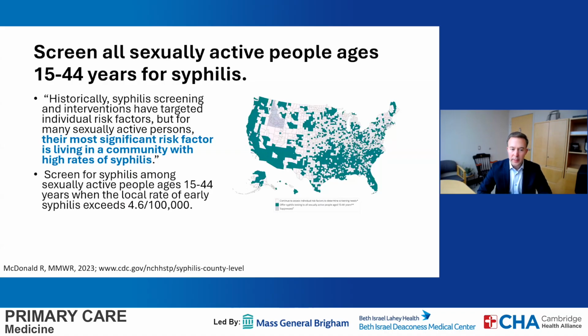And so in 2023, the CDC said that we should screen for syphilis among sexually active people between these age cutoffs of 15 and 44 when the local rate of early syphilis exceeds 4.6 per 100,000 among women. And that threshold is reached in all of the teal shaded counties in that map on the right. And this corresponds to more than 70% of the US population. In the most recent estimate I saw, it was 75%.